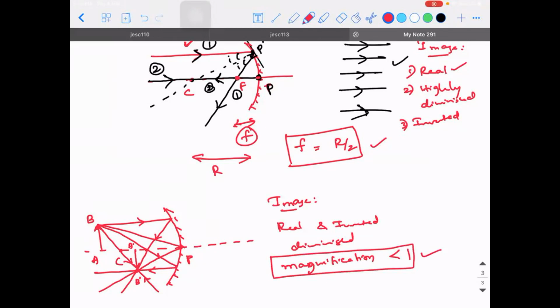Why is it less than 1? Because what is the definition of magnification, guys? It is a ratio of something. It is the ratio of the height of the image to the height of the object, that is the output by the input. When I say diminished, the height of the image is less than the height of the object. So when you divide a smaller number by a bigger number, the final output will be less than 1.